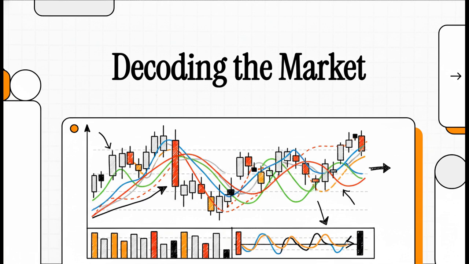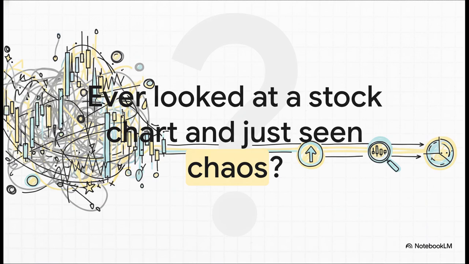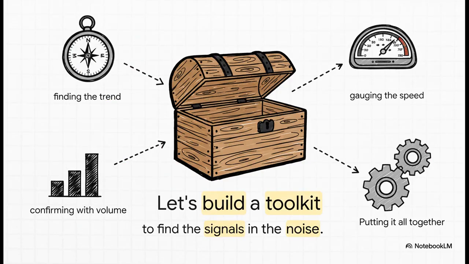Let's dive in. If you've ever stared at a stock chart and just seen a big, old, chaotic squiggle, trust me, you are not alone. It can just feel like a random mess of price bars and weird lines going everywhere. But here's the secret. Inside all that chaos, there are actually signals. And today, we're going to learn how to find them. And we're going to do it by building a simple 4-part toolkit together.